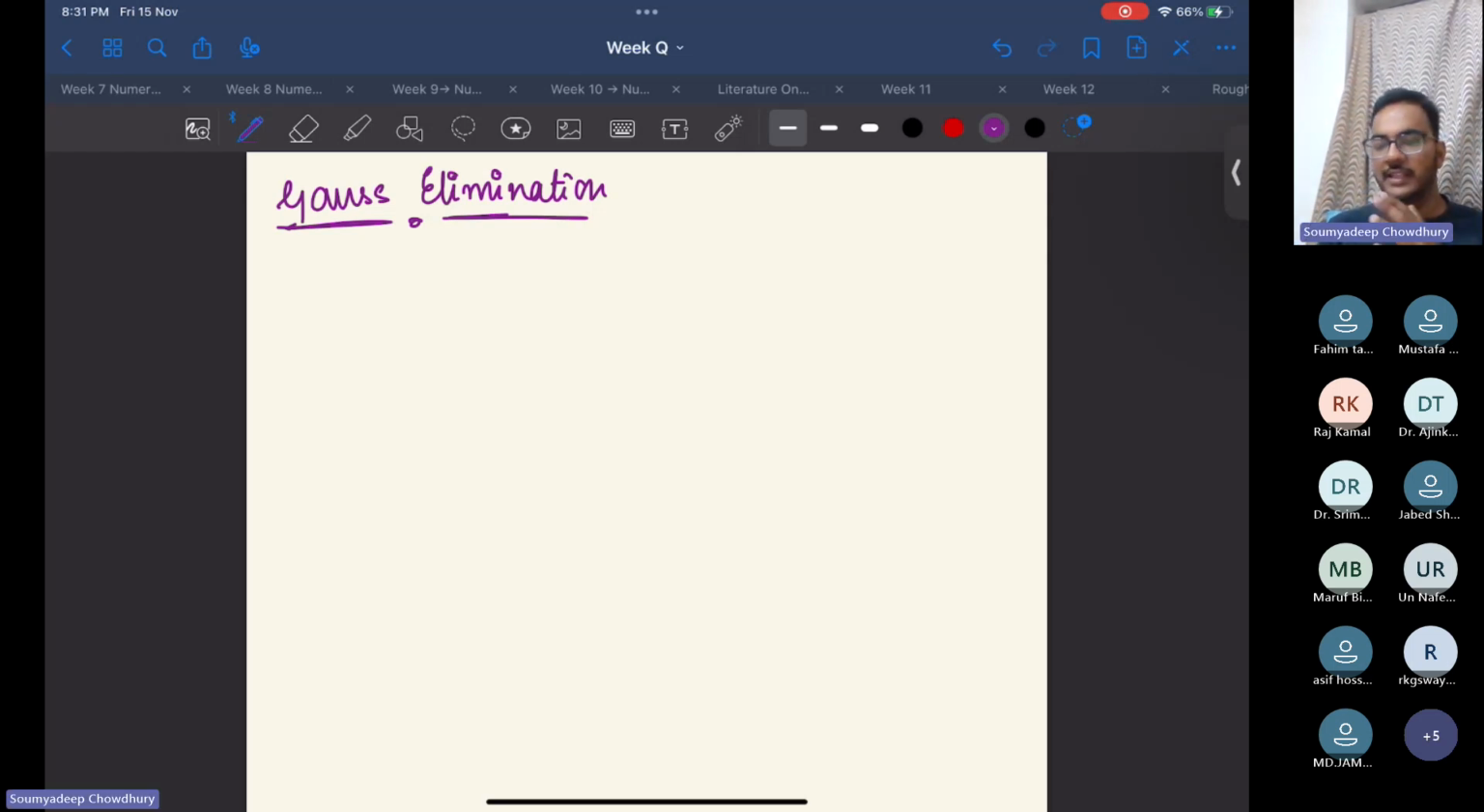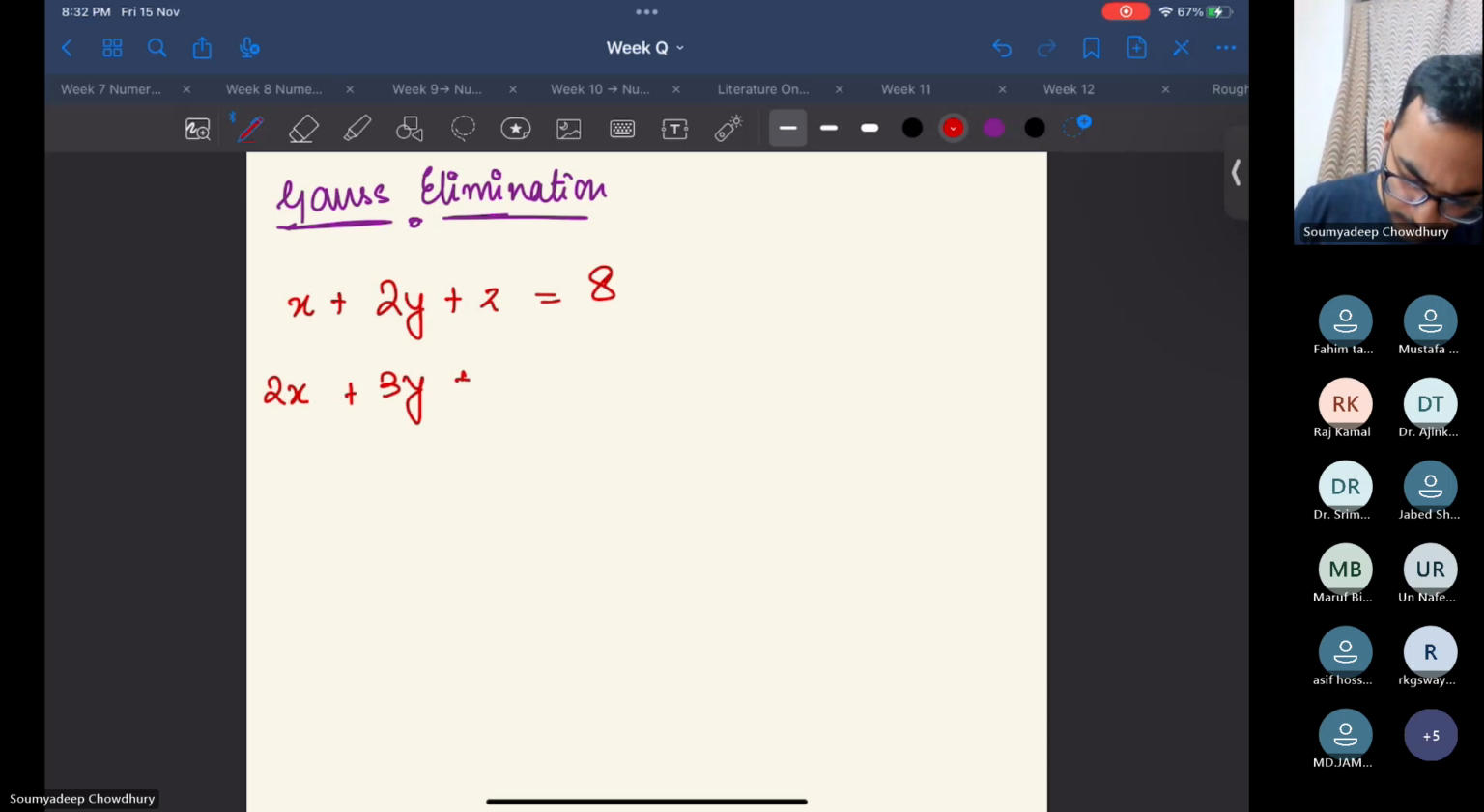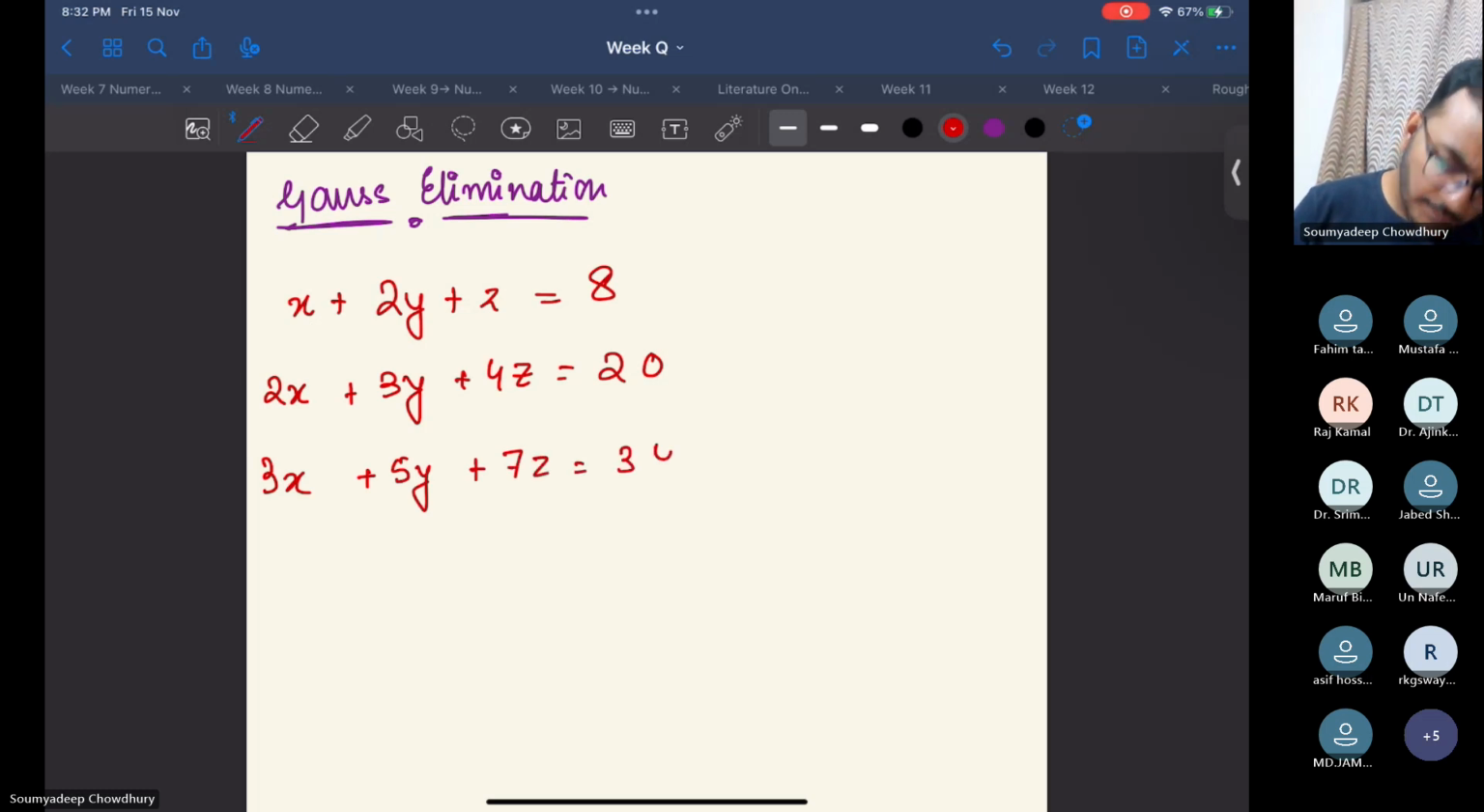Okay, so we'll see here how we can solve. Suppose there are three equations. In order to solve for n unknowns, you have to have n equations. If you have n unknowns, you need to have n equations in order to obtain a solution. So say the first equation I'm writing x. So these are the three equations which we need to solve.